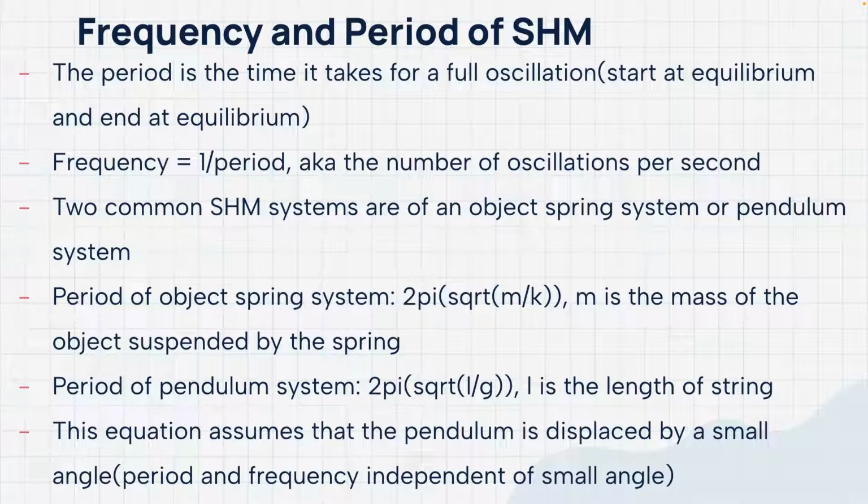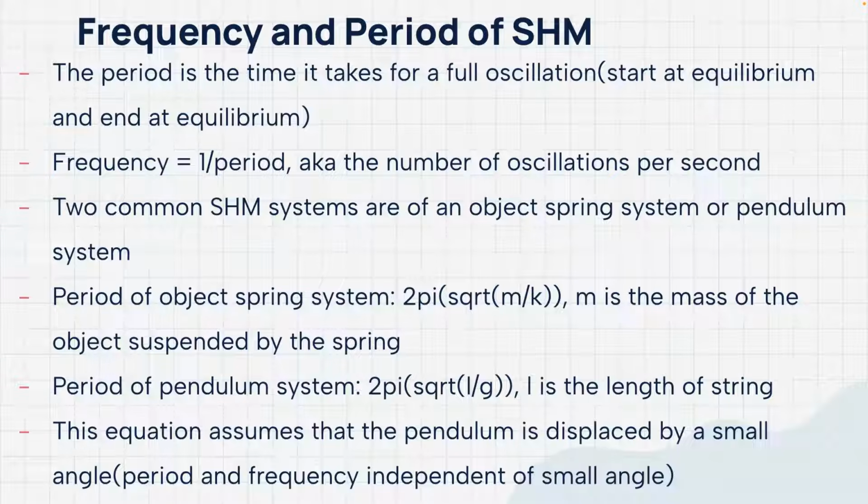And two common simple harmonic motion systems that they want you to know of are an object spring system or a pendulum system. The period of an object spring system is just 2 pi square root m over k, where m is the mass of the object suspended by the spring. The period of a pendulum system is 2 pi square root L over g, where L is the length of the string and g is just g, acceleration due to gravity. These equations will be on the equation sheet, so you don't have to memorize them.